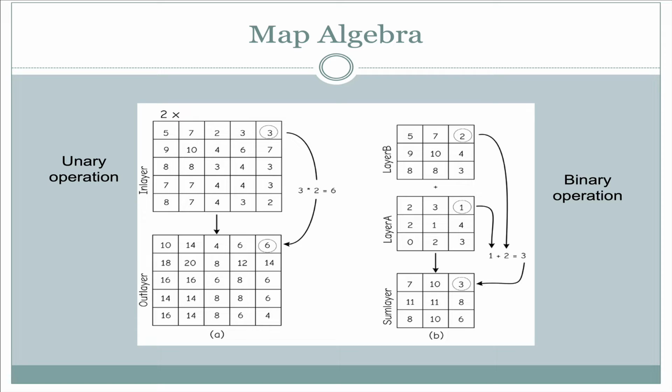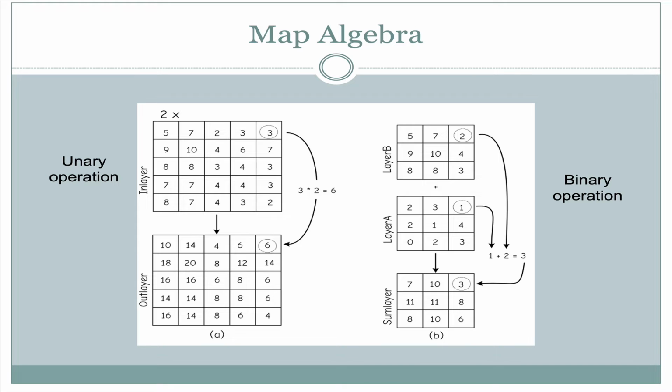So we're actually creating a new output layer with this process, but we only need one layer as input. This is different than a binary operation, which is most of the types of raster analysis that goes on, where we have layer A and layer B, and we're combining them in some way. In this example here, we're adding layer A and layer B in order to get the sum layer at the bottom of the right-hand column, and we can see that with the circled examples, 2 plus 1 is going to equal 3.